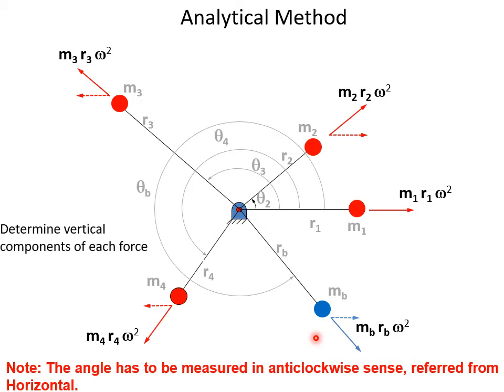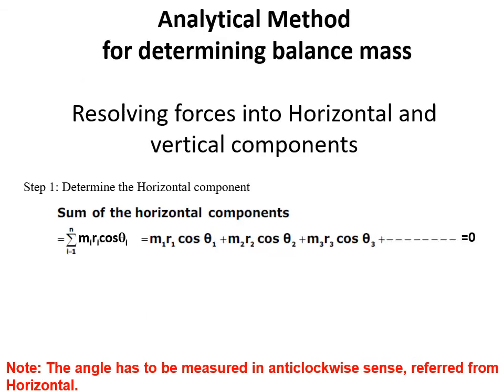Next step would be to determine the vertical components. So we take vertical components of m2 r2 omega square, m3 r3 omega square, m4 r4 omega square and mb rb omega square. Now we will sum up all the components separately, horizontal and vertical, and then equate to find the value of mb rb and theta b. That is our interest.